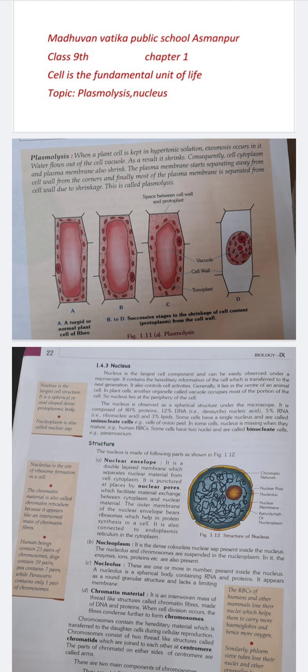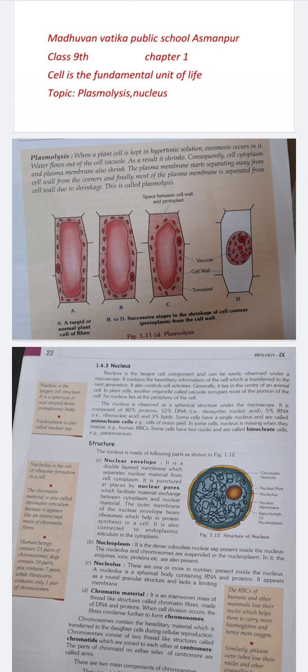The outer membrane of the nuclear envelope bears ribosomes. When the ribosomes are there, it means the synthesis of protein is occurring there. Next, this is connected to the endoplasmic reticulum in the cytoplasm. Next is the nucleoplasm. Just like the cell has cytoplasm, the nucleus has nucleoplasm. That is a dense colorless nuclear sap present inside the nucleus of the cell. The nucleolus and the chromosomes are suspended in the nucleoplasm. In it, enzymes, ions, and proteins are present.